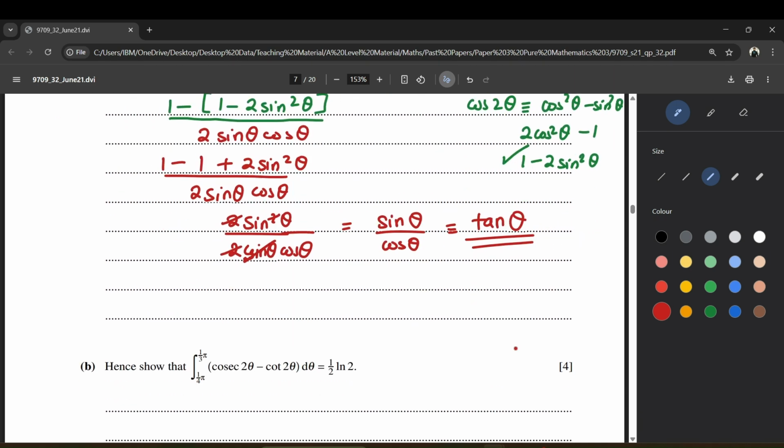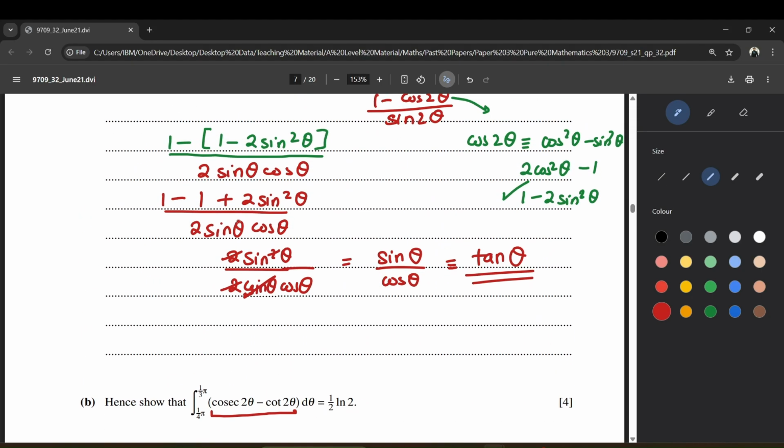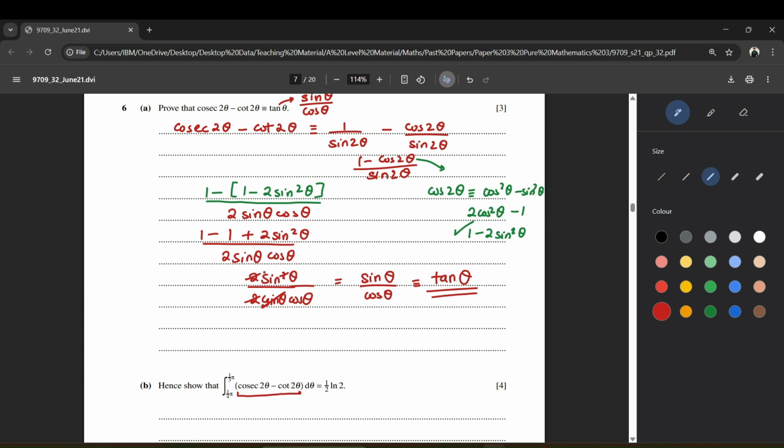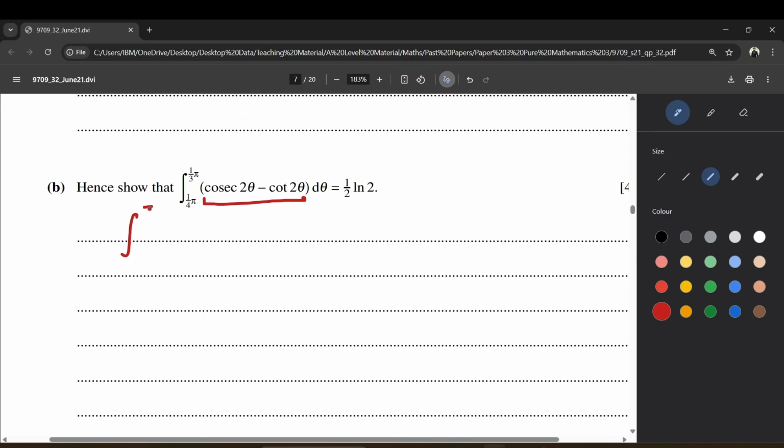All right, Part B. Hence, show that the integral of cosec 2 theta minus cot 2 theta with respect to theta between the limits pi over 3 and pi over 4 is equal to half ln 2. Now, first I'm going to compare, is this exactly the same as what we proved earlier? Yes, this is exactly the same. So that means that instead of this whole expression, I can just write down tan theta. So I'm going to write down the integral from pi over 3 to pi over 4 of tan theta d theta.